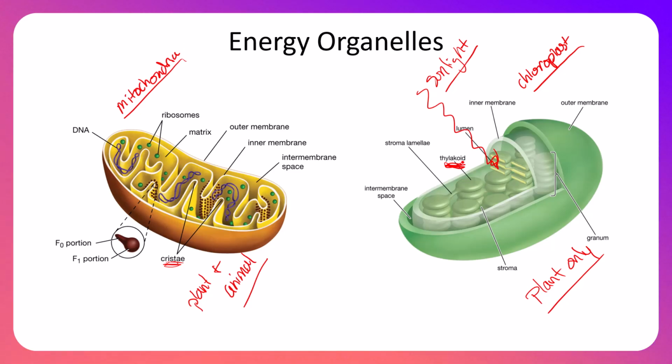So chloroplasts, plant only, absorb sunlight, utilizing these discs called thylakoids to produce usable energy for the plant cell. Mitochondria is found in both plant and animal cells. Basically, all eukaryotic cells that are utilizing their food for energy have to employ mitochondria to produce ATP, and they do that basically through a series of metabolic reactions, most of it occurring at the cristae or the inner membrane.